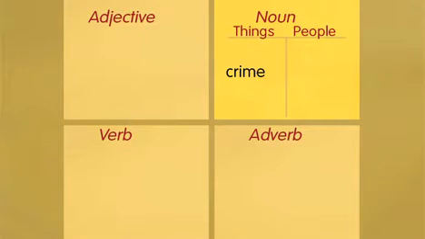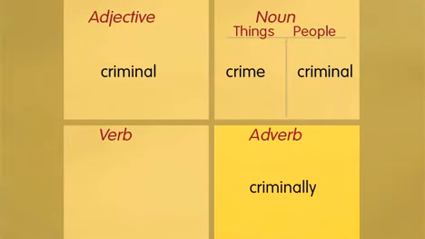Let's have a look at the crime word group. Crime is a noun. It's a thing. A criminal is a person who commits a crime. Criminal is also the adjective. We can describe something by using the word criminal before the noun. That was a criminal act. And we have the adverb criminally. To behave criminally is to behave in an illegal way.